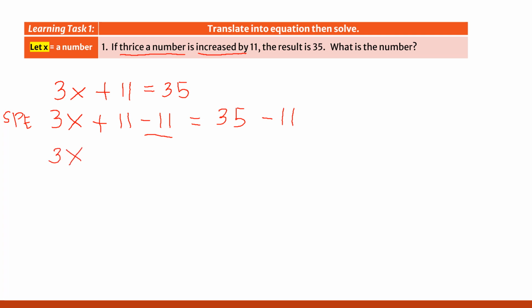And then, on the other side, 35 minus 11, what is 35 minus 11? Siyempre pa, yun ay 24. Okay? So, our new equation now is 3x equals 24. Now, ang target natin ay malaman ang value ng x. Diba? So, with this kind of equation, ang kasunod natin gagawin ay to solve for x.